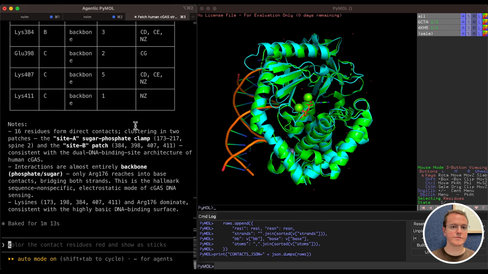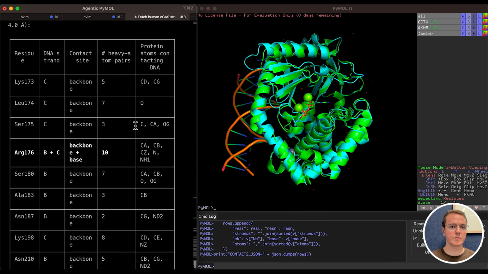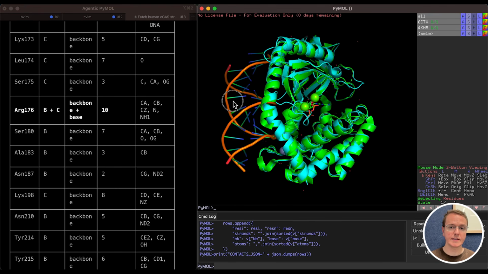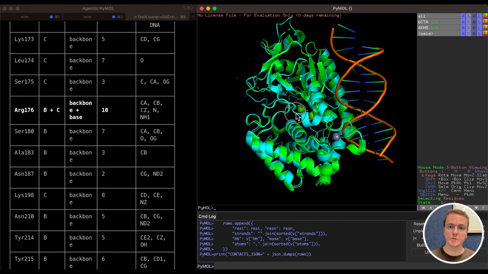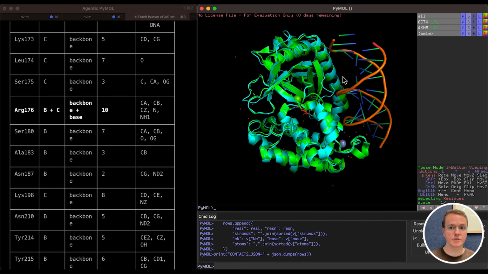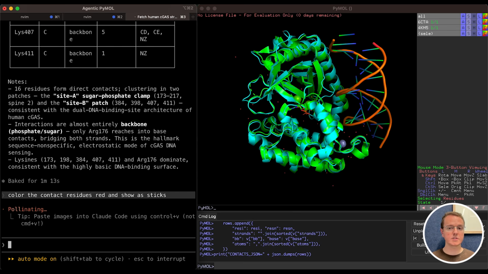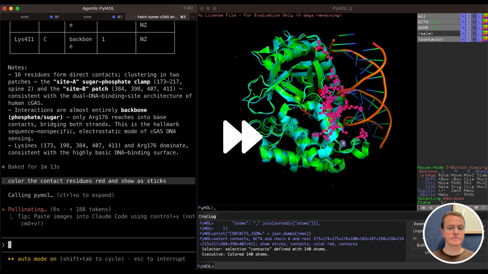Okay, Claude is finished here. We've got this table with all of the different residues that are taking part in the binding. I think it would be a little more convincing if it illustrated them in like maybe a stick visualization. So let's do that. In fact, look, it says color the contact residues red and show as sticks. So I'm just going to press tab and enter, almost like it read my mind there.